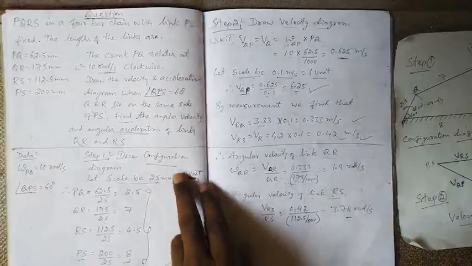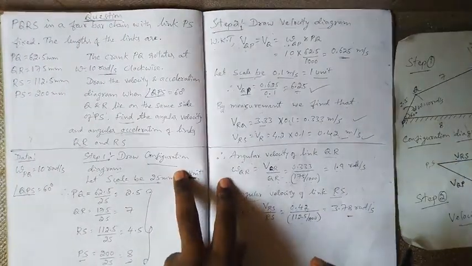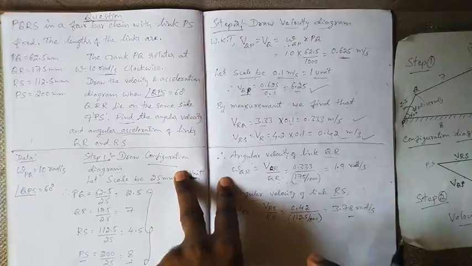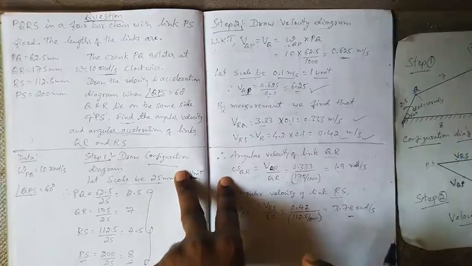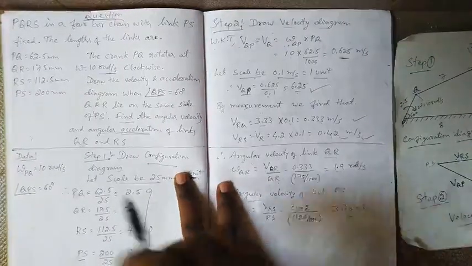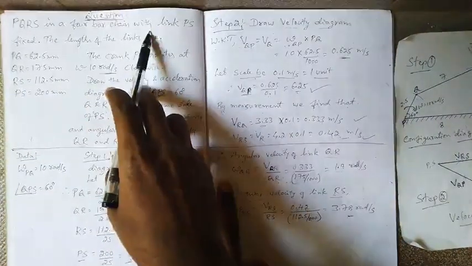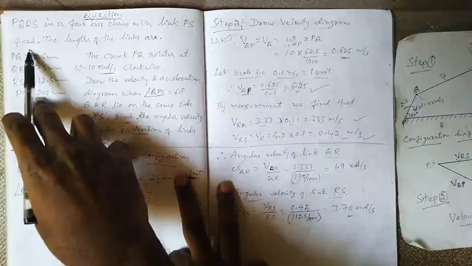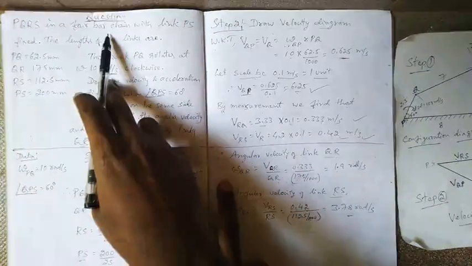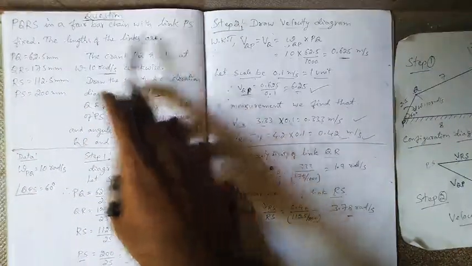Today we are discussing one problem on velocity and acceleration analysis of 4-bar chain mechanism. Let us read the problem. PQRS is a 4-bar chain with link PS fixed. So PQRS is a 4-bar chain mechanism in which link PS is fixed.